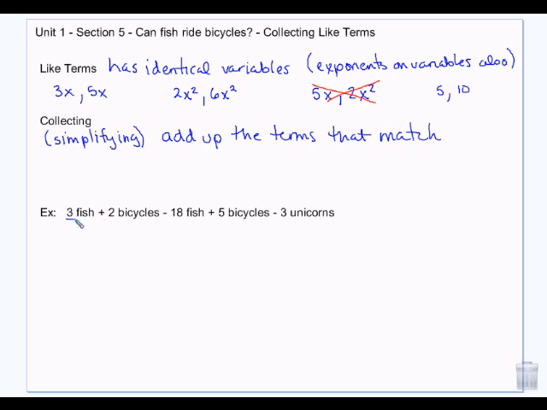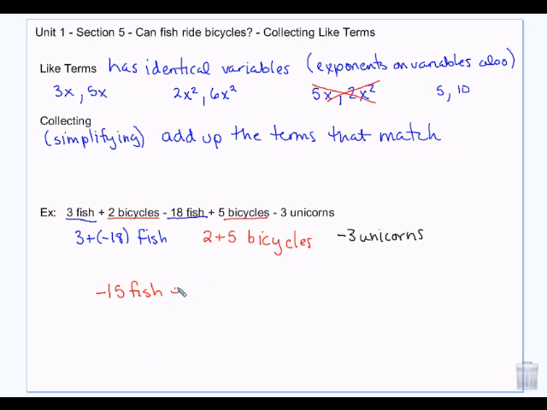So if I have 3 fish, that matches negative 18 fish. So how many fish do I have? Well, I do 3 plus negative 18 fish. Okay. And if I have 2 bicycles and 5 bicycles, I'm going to do 2 plus 5 bicycles. And then the poor little unicorns are over here by themselves. Okay. So what I have is 3 plus negative 18, so I have negative 15 fish plus 7 bicycles minus 3 unicorns. And I can't combine fish and bicycles and unicorns to make some new unihorned fish cycle. Right? Yeah, there's no such thing as a unicorn fish cycle.